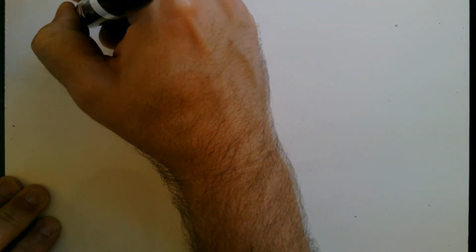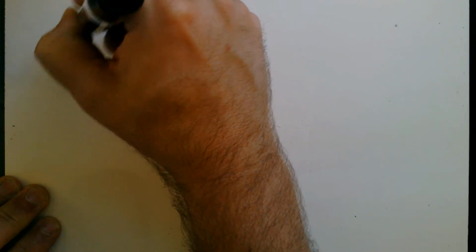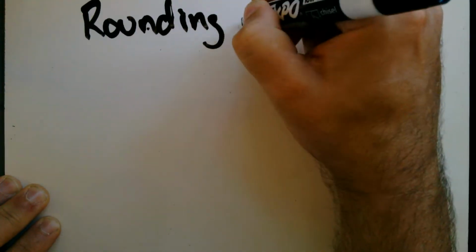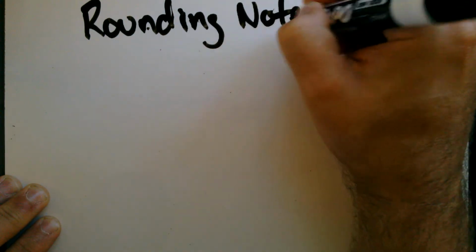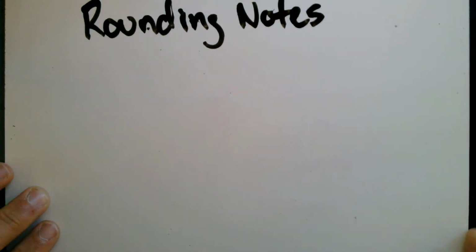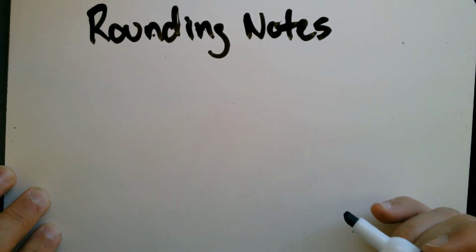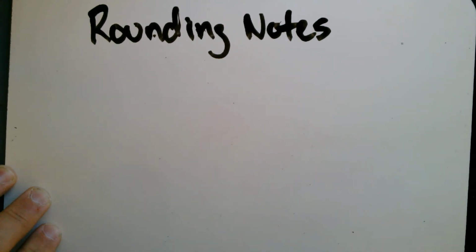All right, so these are our rounding notes. Now the reason why we round is basically to make it easier to do different operations.